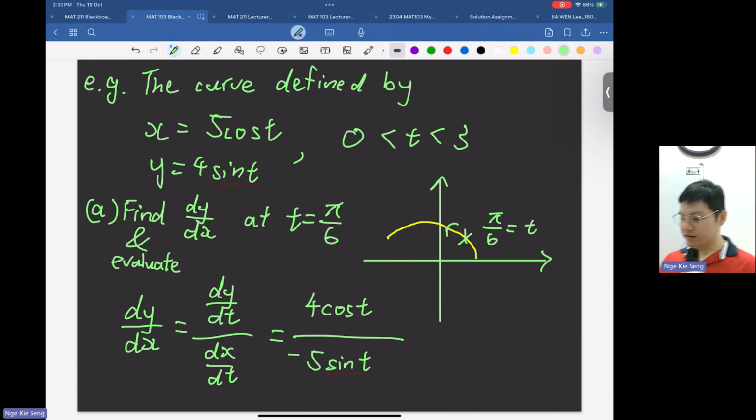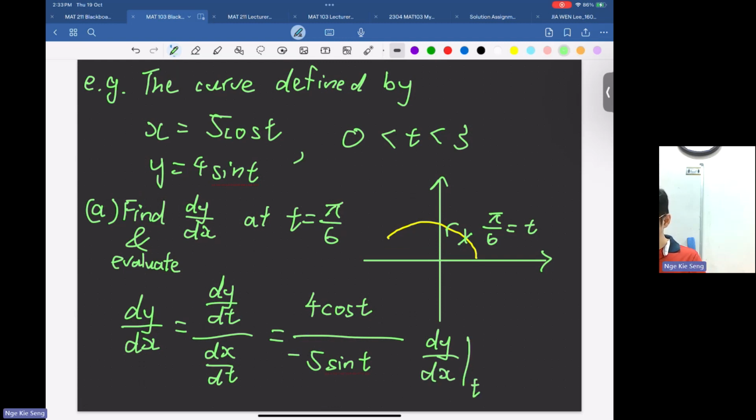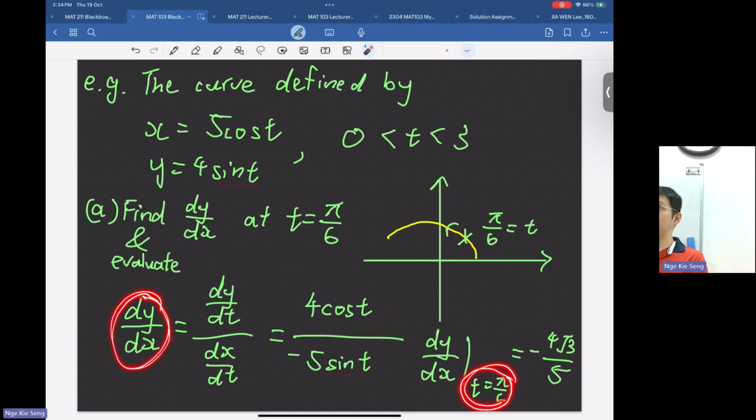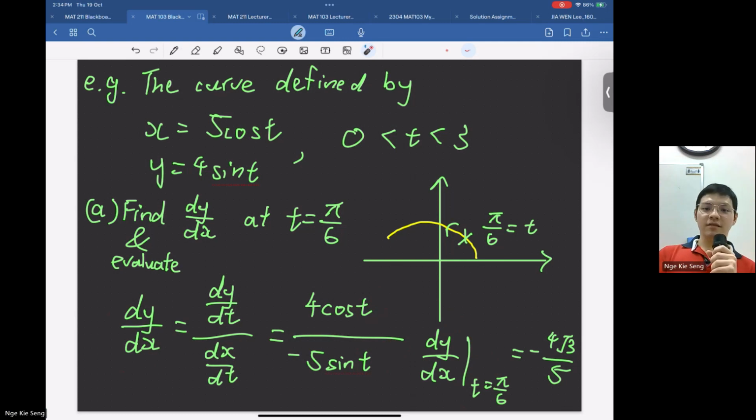If you want to evaluate it, you just substitute t to be pi over 6. If you substitute t equals pi over 6, you will get minus 4 square root 3 over 5. Is everyone comfortable with substituting t equals pi over 6 to evaluate the gradient? You just substitute the time into your formula. Everyone else okay or not? If you are not comfortable, please tell.